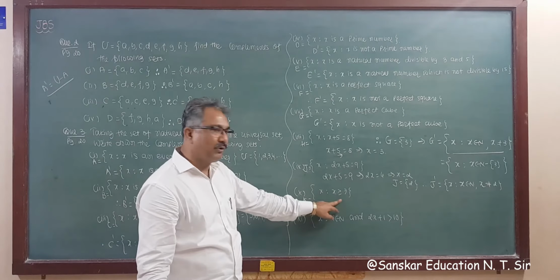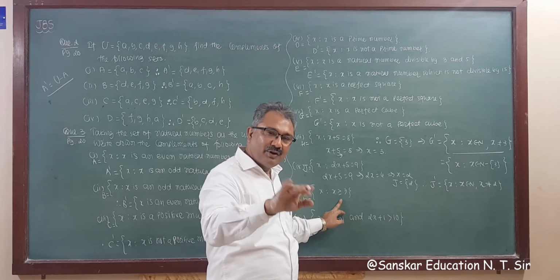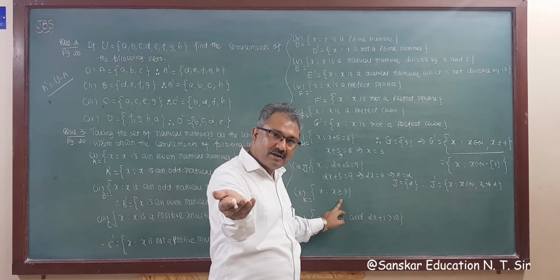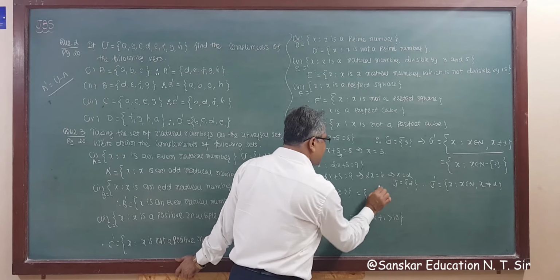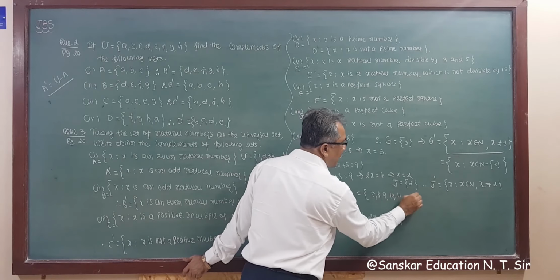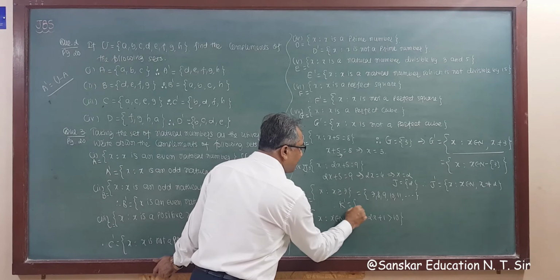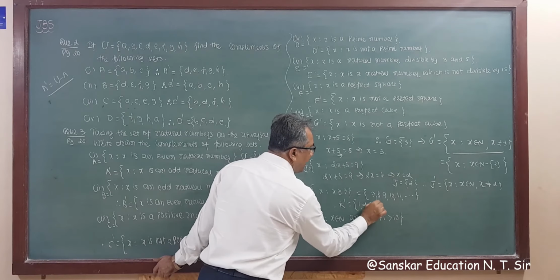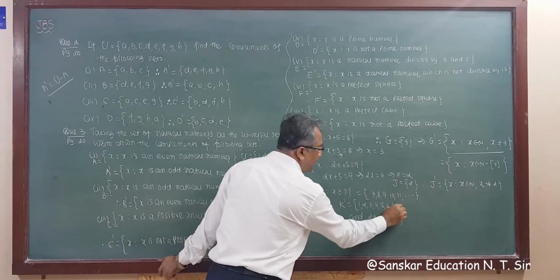Then this is set K, then x is greater than or equal to 7. So all numbers greater than or equal to 7, and the complement is x is 1, 2, 3, 4, 5, 6. So K is 7, 8, 9, 10, 11 up to n. So K dash will be the numbers 1, 2, 3, 4, 5, 6.